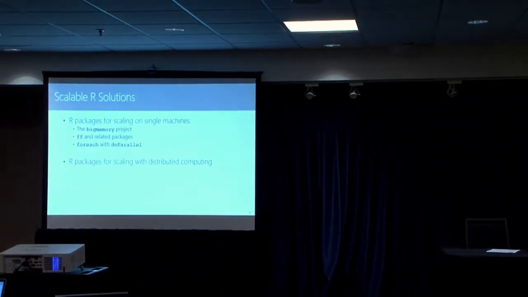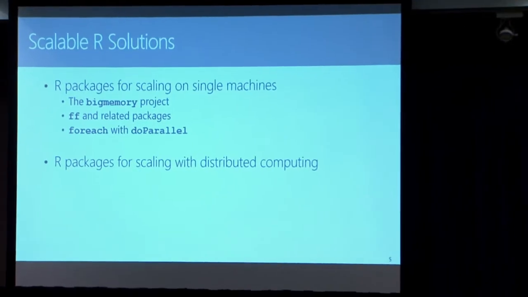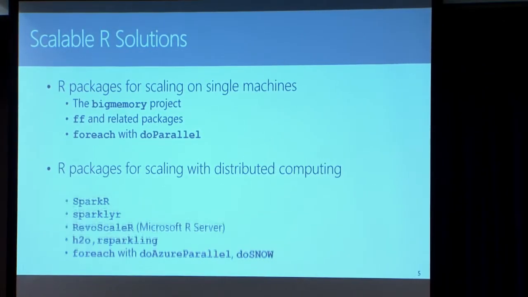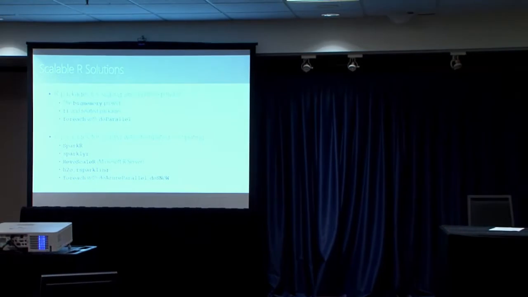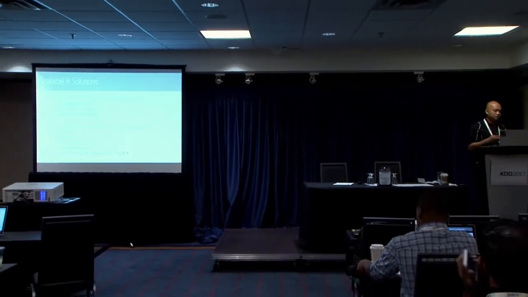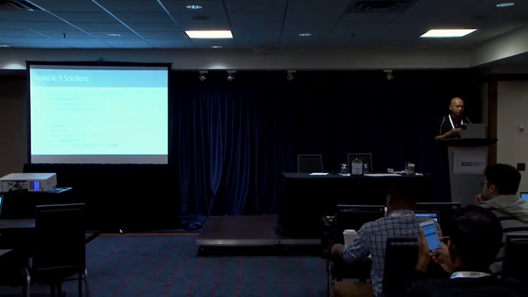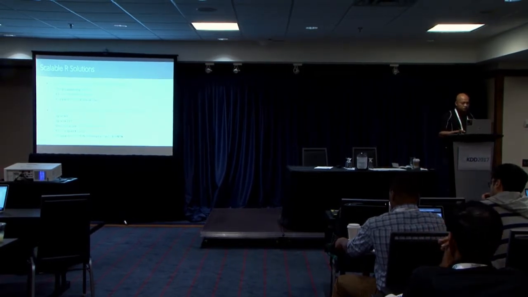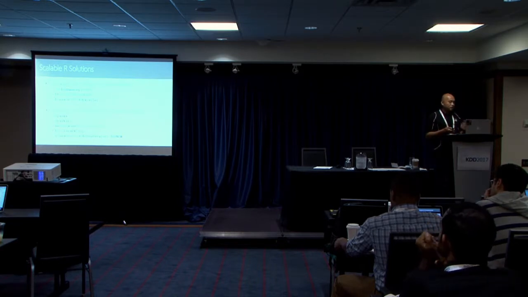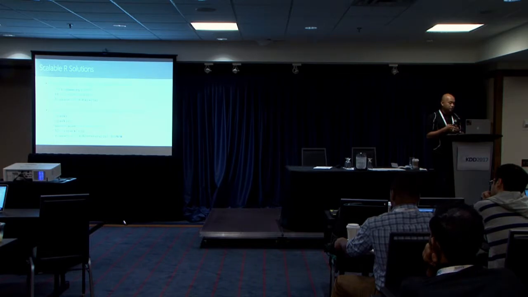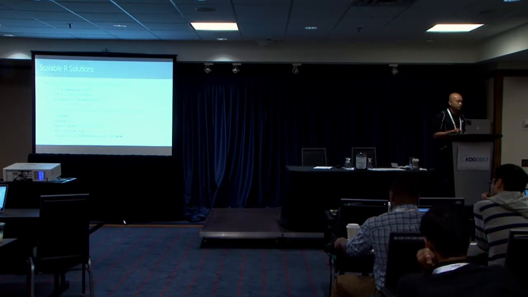And so then people developed some packages for scaling up with distributed computing, especially on Spark or on Hadoop. So we have SparkR, sparklyr, and RevoScaleR. That is the previous name before Microsoft acquired this Revolution R company in 2015. And of course, I should point out that SparkR, sparklyr, and RevoScaleR also run on a single machine, but for some reason, I just put them here. And we also have some other offerings such as H2O, rsparkling, and foreach with doAzureParallel, doSNOW, something like that.